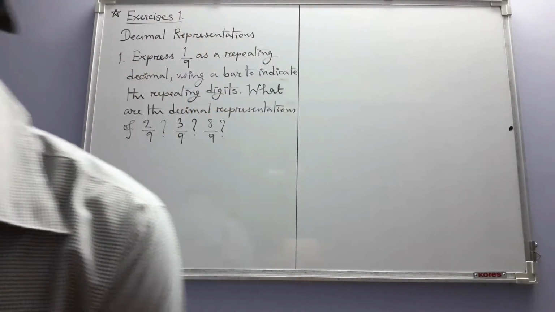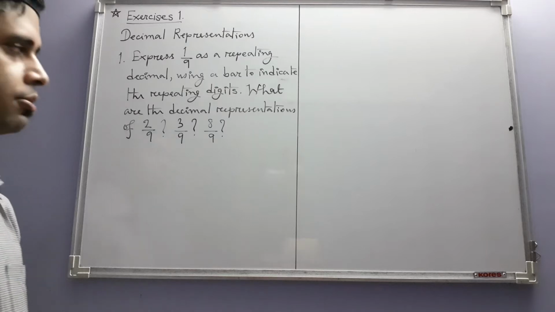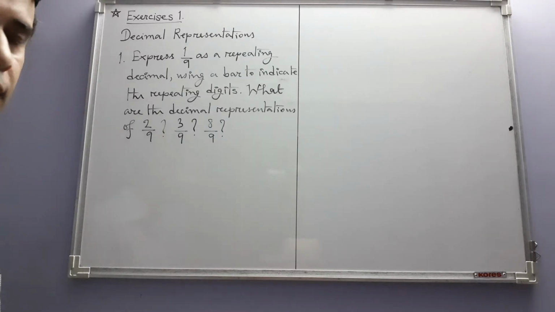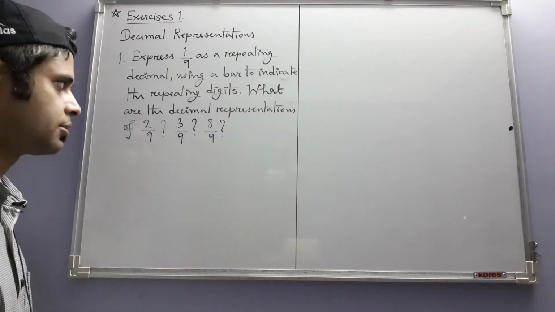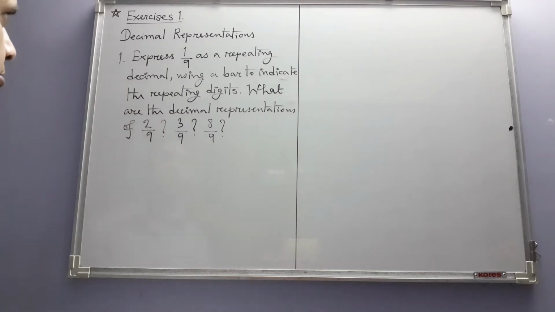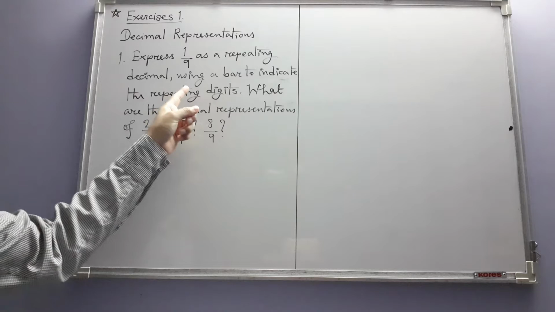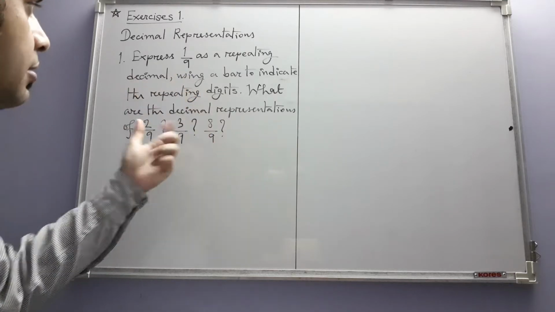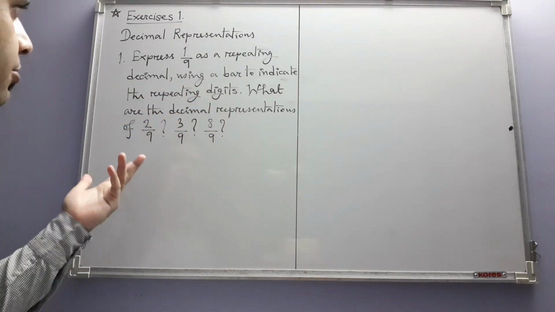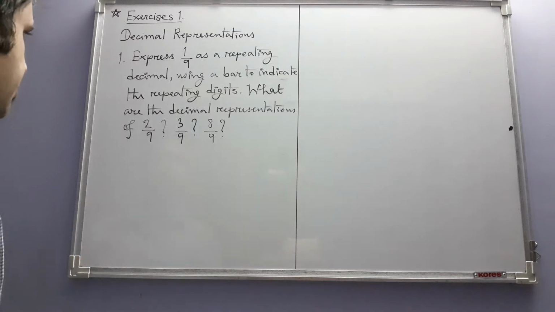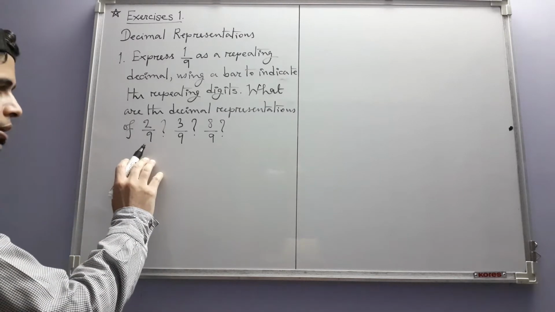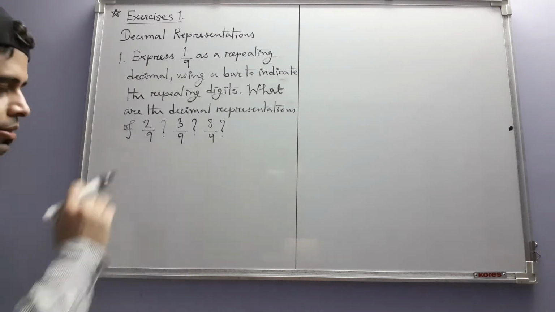Okay, so we are now going to start our first set of exercises in calculus. The first one is quite easy. We have been asked to express 1 divided by 9 as a repeating decimal using a bar to indicate the repeating digits, and also we have to find the decimal representations of these numbers.